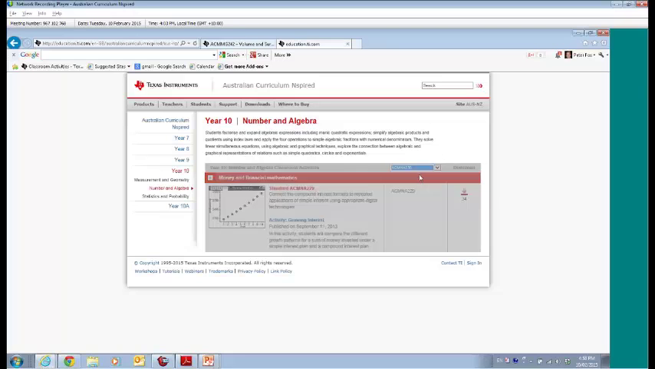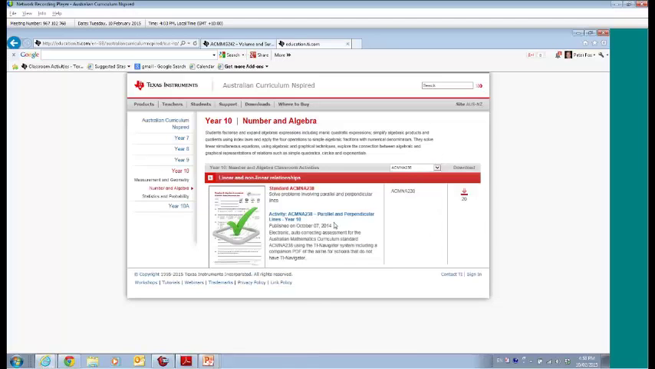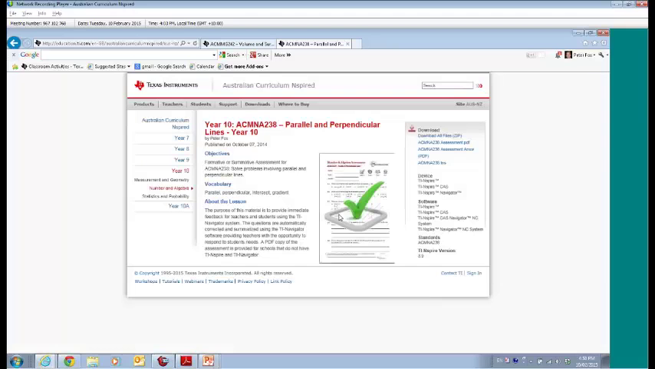Let me jump on to another one. Here's one on parallel and perpendicular lines. Now, in this case, this one's actually an assessment. It says down here, electronic auto-correcting assessment. Well, that's if you've got TI Navigator. You can still send these questions out to students. On the right-hand side, you'll see you can download the whole lot as a zip file. You can download the TI Nspire file. That's got the answers built into it. So if you're using TI Navigator, you can send that out, and the Navigator system will mark it all for you.